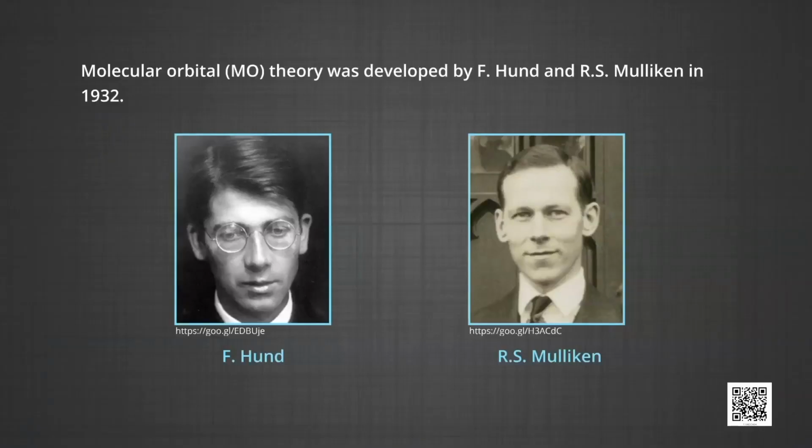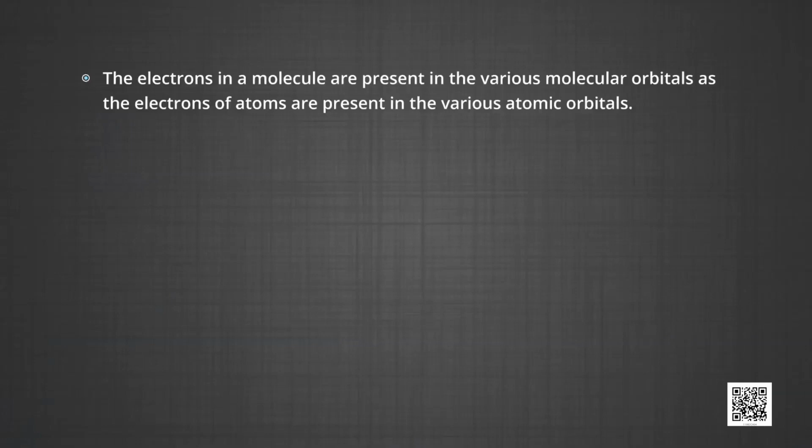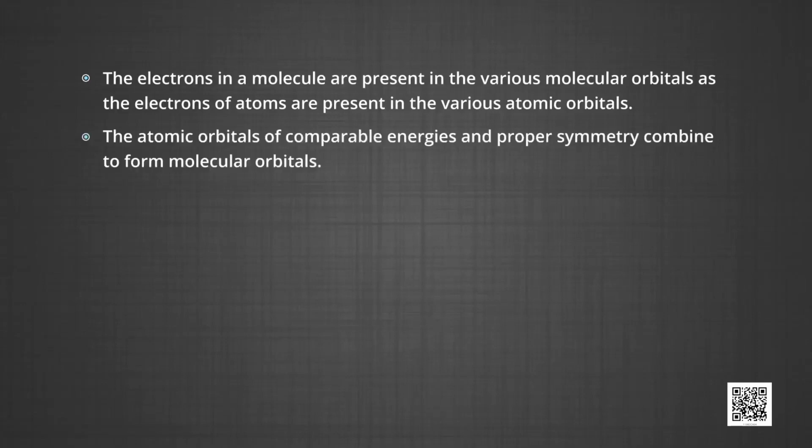First of all, molecular orbital theory. Molecular orbital, that is MO, theory was developed by F. Hund and R. S. Mulliken in 1932. The salient features of this theory are: the electrons in a molecule are present in the various molecular orbitals as the electrons of the atoms are present in the various atomic orbitals. The atomic orbitals of comparable energies and proper symmetry combine to form molecular orbitals.